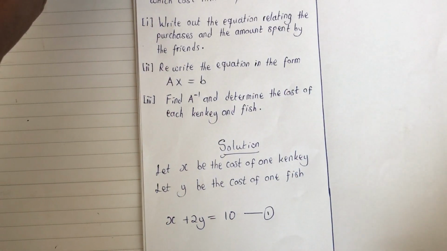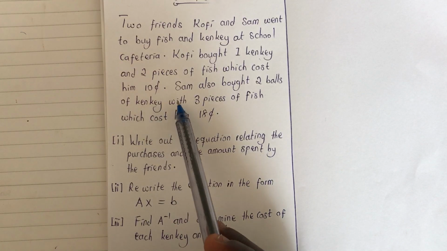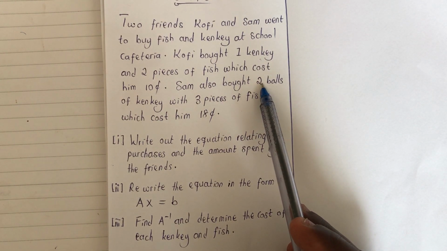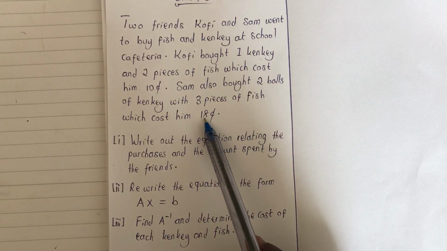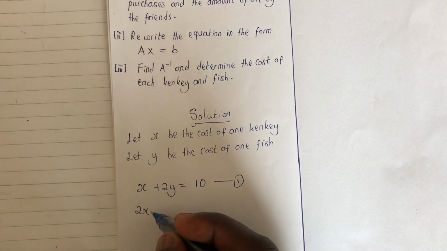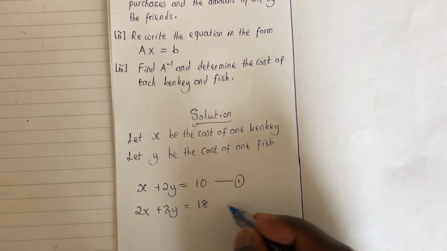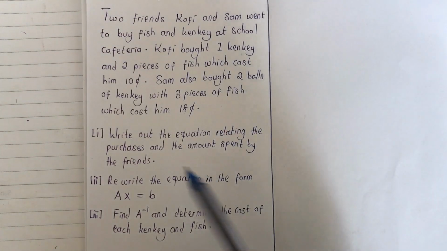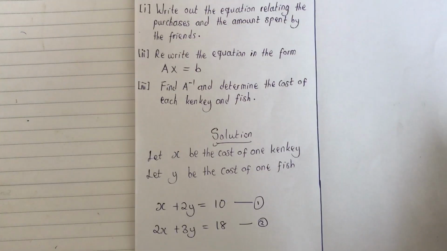Then we move on to Sam. Sam bought 2 balls of kinky with 3 pieces of fish. So we have 2 times x giving us 2x plus 3y, 3 pieces of fish, equals 18. So we have 2x plus 3y equal to 18. And this is equation 2. Now this is the solution for question 1, so you are done with that.